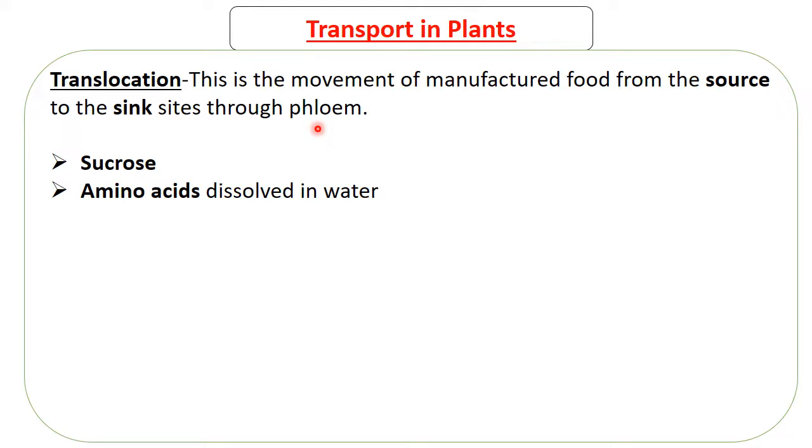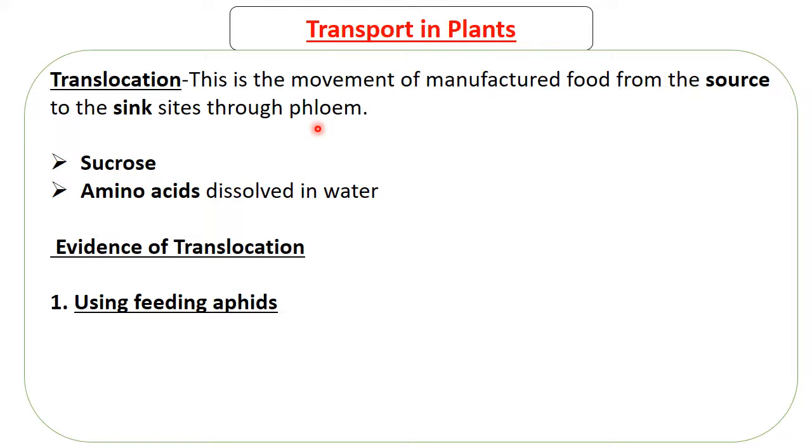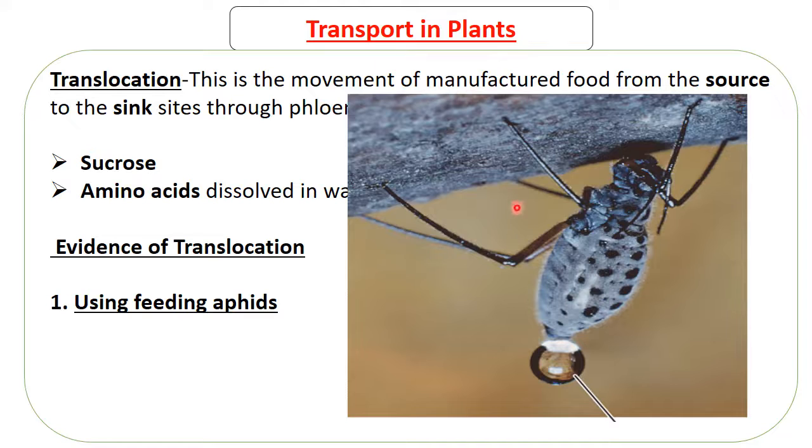We're going to take a look at 3 experiments that support that translocation occurs in plants. The first one is called the feeding aphids experiment. In this one, a feeding aphid is made to suck the stem. It is anesthetized and its body is chopped off so that we remain with the head. As it is sucking, we see a droplet at one of its ends. This is not water, this is a solution of dissolved sucrose and amino acids, if tested. If you investigate further, you discover that it is sucking from a phloem vessel. So this proves that manufactured food moves in the phloem vessel.